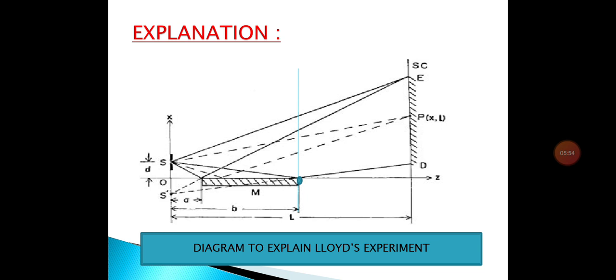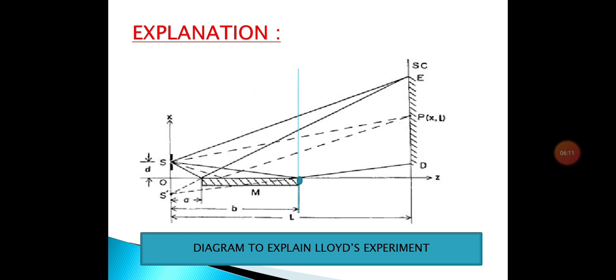Since no change in phase takes place in the incident light coming from the source S, a phase change of pi is produced in the reflected light due to the reflection from the mirror, which is acting as a denser medium.